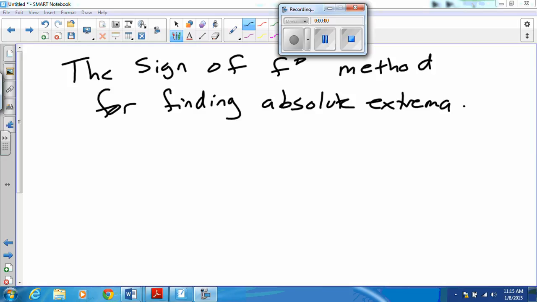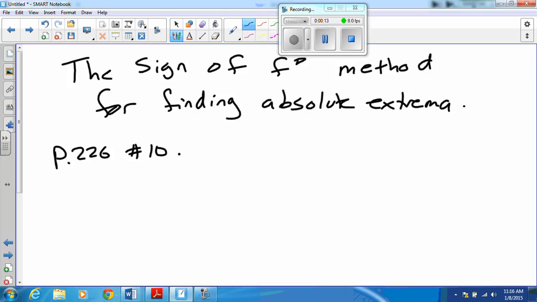Looking at the sign of f prime method for finding absolute extremes. And to illustrate this method, I'm going to consider number 10 on page 226. So if you have your book, go ahead and turn to page 226.